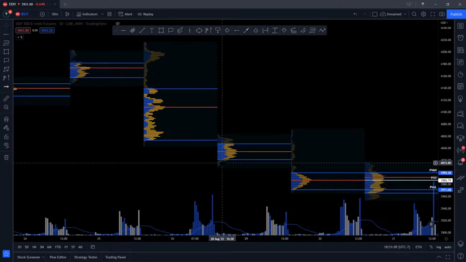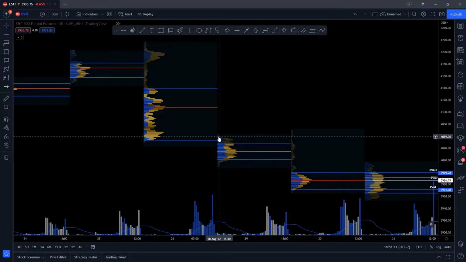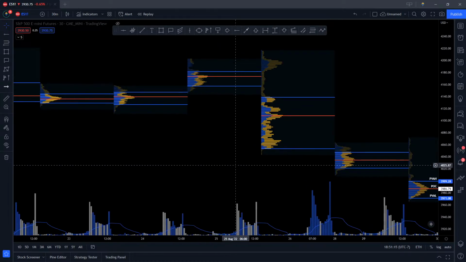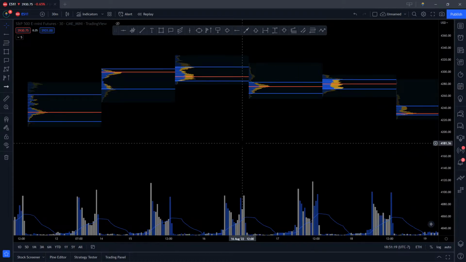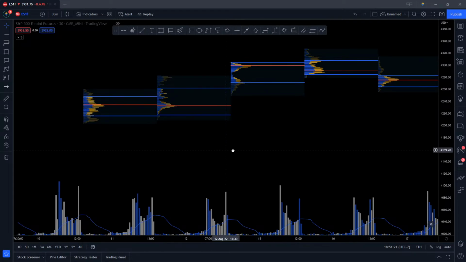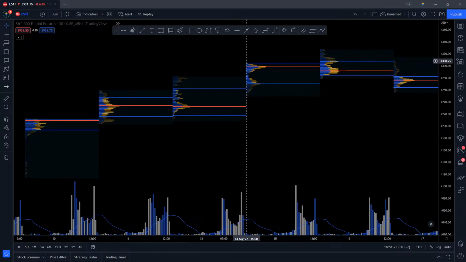This one here is going to be a D-shaped volume profile, so it looks just like a capital letter D. And last but not least, we'll find some uptrend. Well, this here is an uppercase P. I'm still going to call this a P.